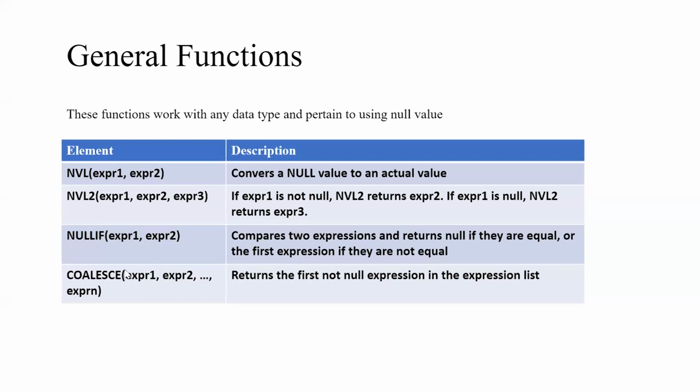But if expression 1 is null, it will check if expression 2 is null or not. If expression 2 is also null, it will check for expression 3. So like this, it will keep on checking until it meets the first not null value, and that will be returned. Okay, that is what coalesce is.